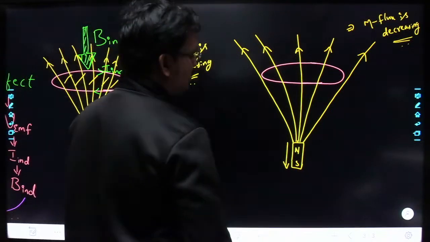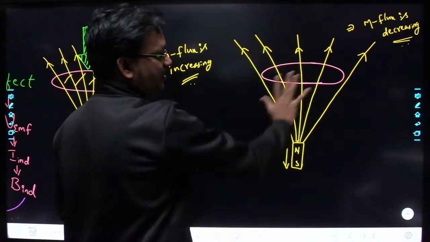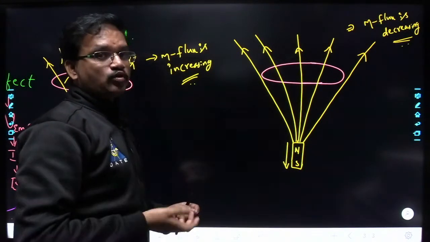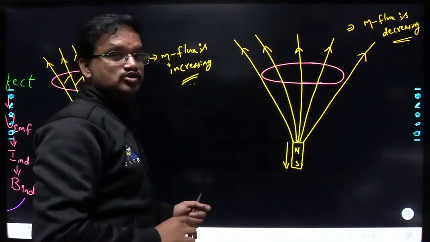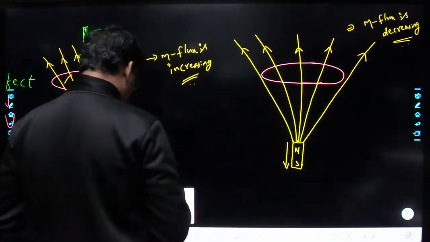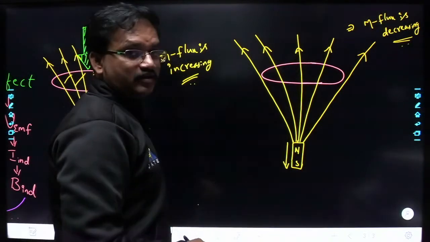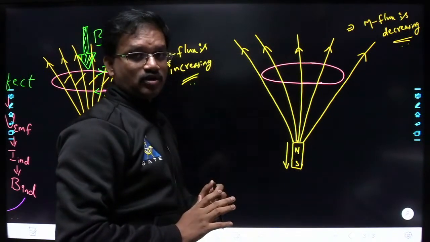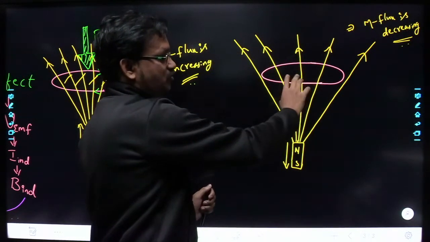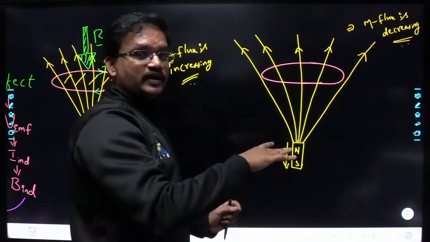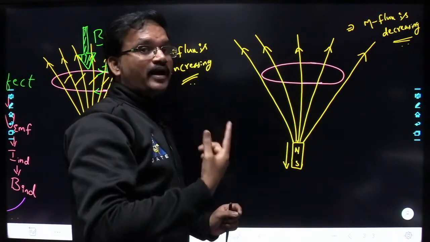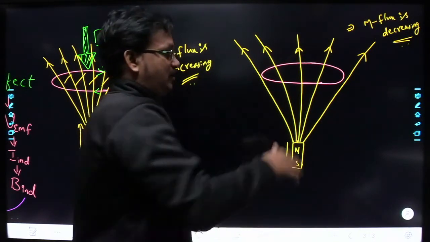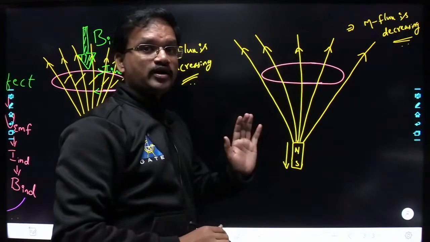Whenever the number of field lines penetrating through this loop is decreasing, the induced magnetic field will try to oppose this decrease. So in which direction does it have to point? It has to point in the upward direction. Because the number of field lines penetrating through the loop is decreasing with respect to time, the induced magnetic field will try to oppose this decrease. That means it has to point in the upward direction.